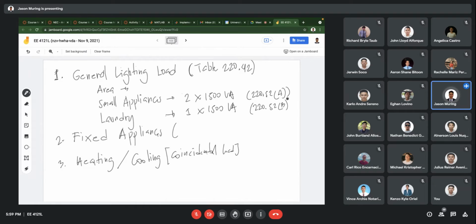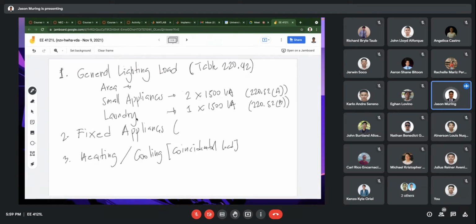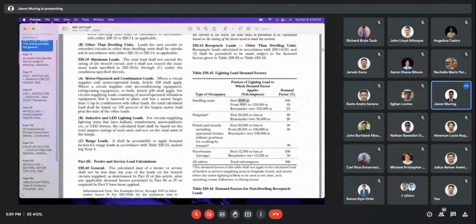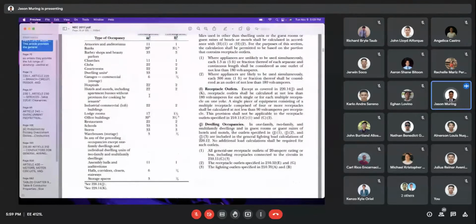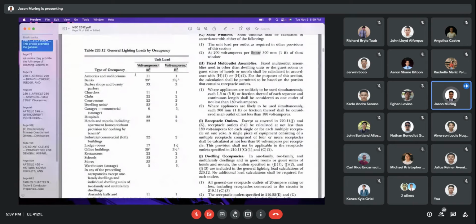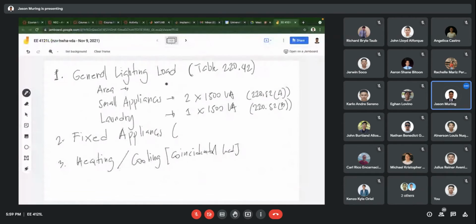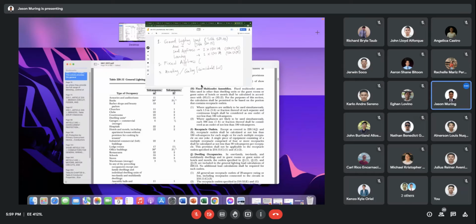Okay, so it's where we look for the provision for these loads. Then, before I forget, I'll just apply the area. This is where we look up table 220.12. It depends on what kind of space you are designing.